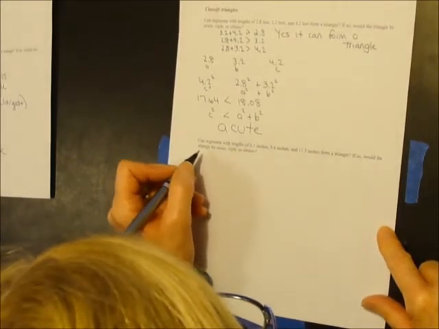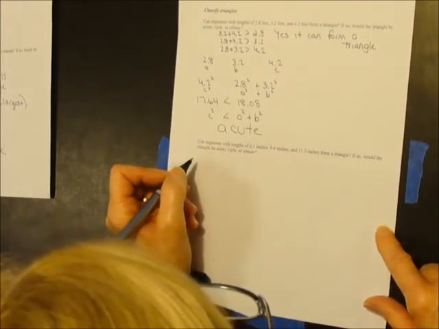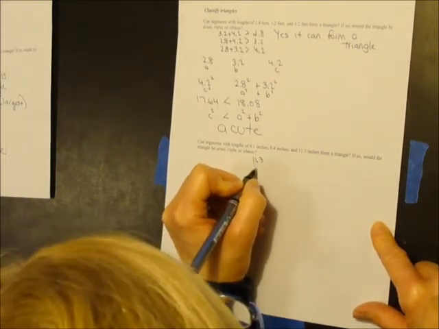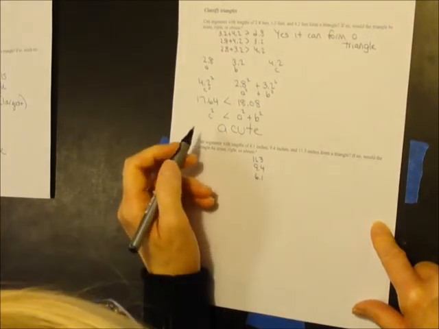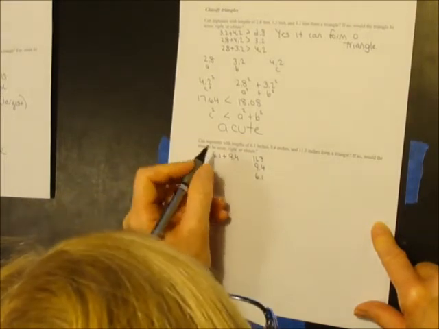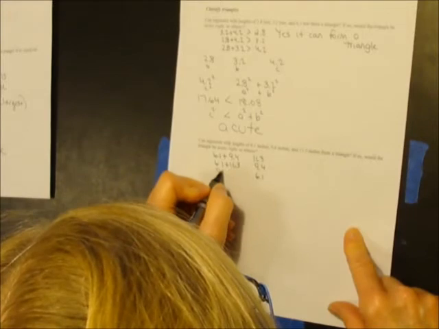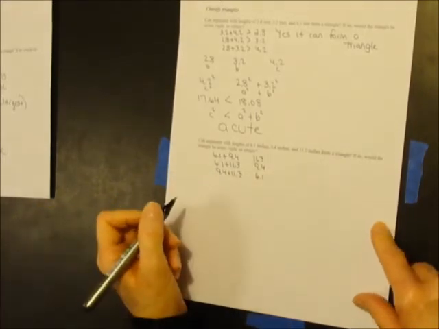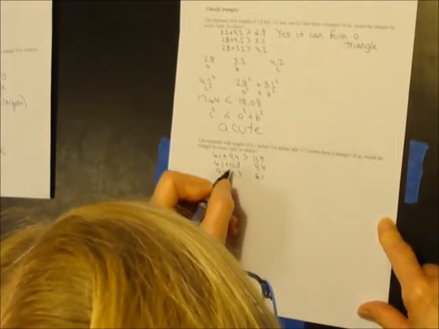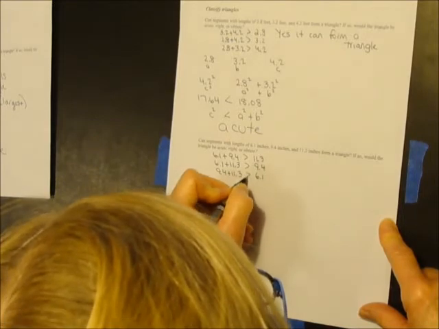Okay, then, can segments with lengths of 6.1, 9.4, and 11.3 inches form a triangle? And if so, would it be acute, right, or obtuse? We have to do the same thing as before. So we have three sides of the triangle, 11.3, 9.4, 6.1. For the 11.3, we have to add up the 6.1 plus the 9.4. For the 9.4, we have to add the 6.1 plus the 11.3, and for the 6.1 side, we have to add the 9.4 plus the 11.3. So 6.1 and 9.4 is definitely bigger than 11.3. 6.1 plus 11.3 is definitely bigger than 9.4, and 9.4 plus 11.3 is definitely bigger.